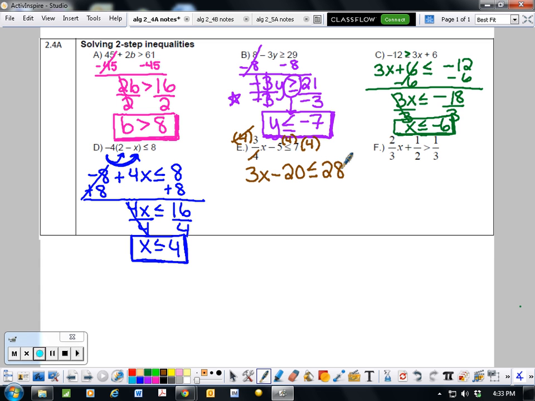From here, I'm going to go ahead and solve my inequality. I add 20 to both sides. So now I have 3x is less than or equal to 48. Now that is 3 times x, so to undo times, I divide. The 3's cancel, it becomes 1, and 1x is really just x. And that is less than or equal to 16.